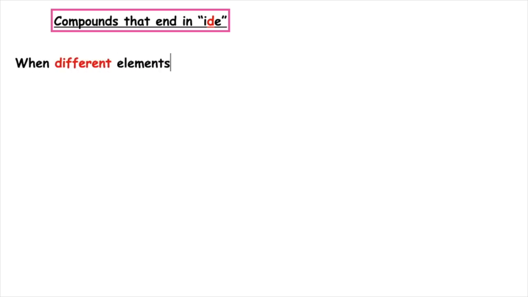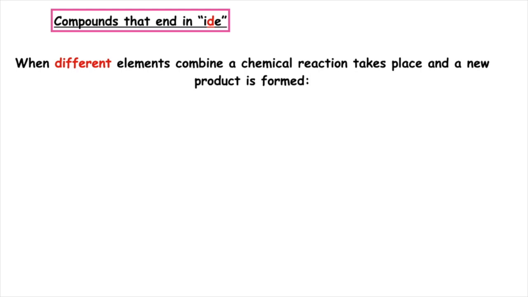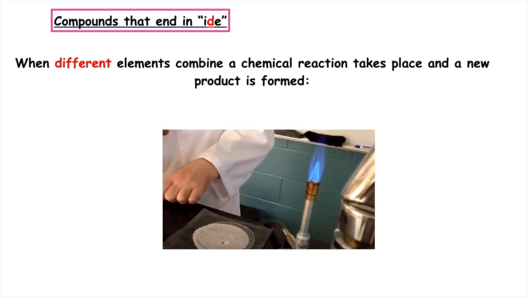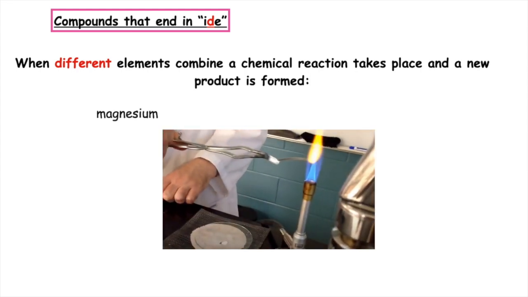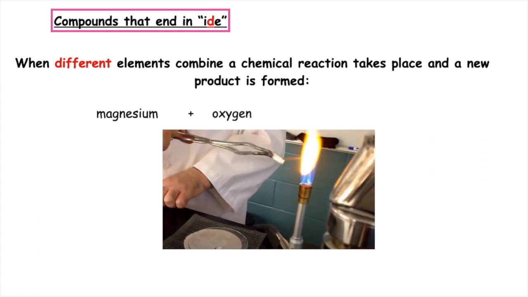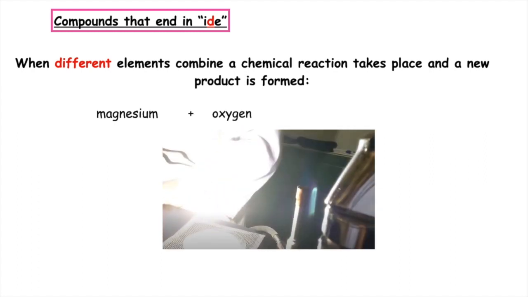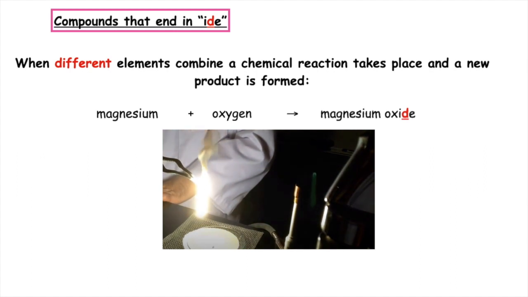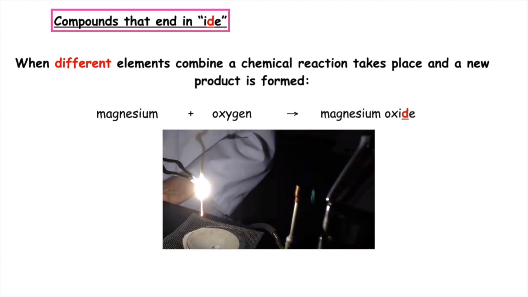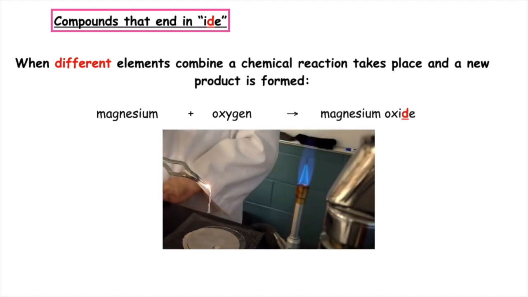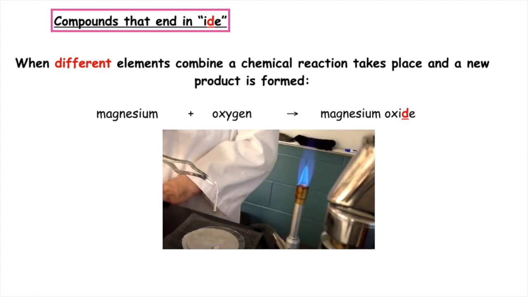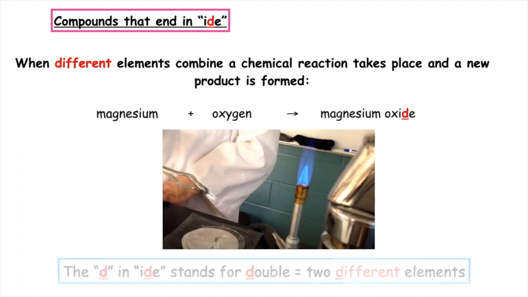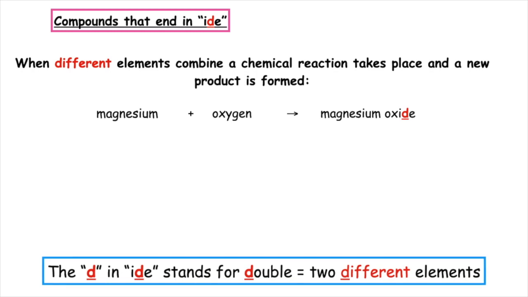When different elements combine, a chemical reaction takes place and a new product is formed. For example, if we were to take magnesium, which is a grey solid, and react it with oxygen, which is a colourless gas, a chemical reaction would take place and a new product would be formed, which would be known as magnesium oxide. The D in "ide" stands for double, which means two different elements have chemically joined together to form a new compound.